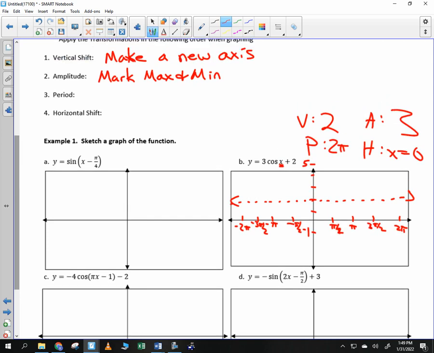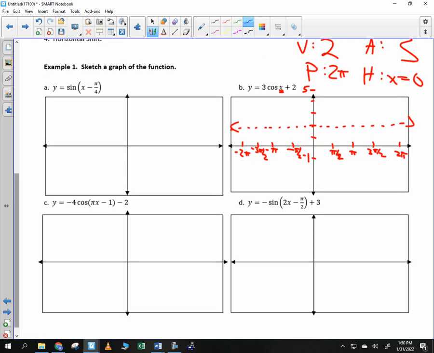So we mark the new axis, we mark the max and the min, period, we take 2 pi divided by b, divide into 4. And then we pause. Okay? If there's no horizontal shift, we're done. If there's a horizontal shift, then we got a little bit more work to do. Is there a horizontal shift here? No. Where do I start? Start up at the maximum. And then you go through that same pattern where you cross over the middle, go to the bottom, come back up.